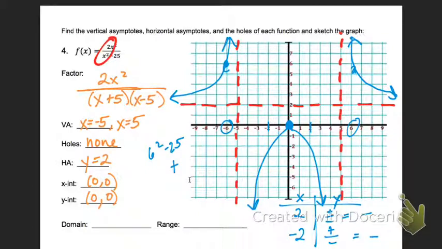Okay, now let's think about the domain here. I don't have any holes, so that makes life easy. That means I'm just going to my vertical asymptotes and stopping, and starting again, going to my vertical asymptotes, and then going to infinity. So you're going to have 3 of them. I want you to try writing the domain. You're stopping at vertical asymptotes.